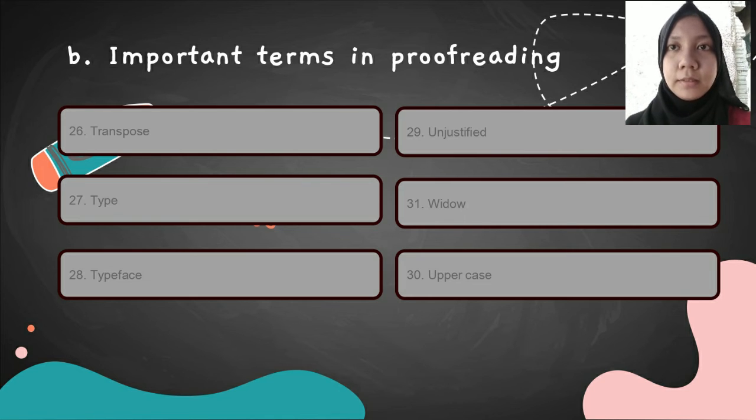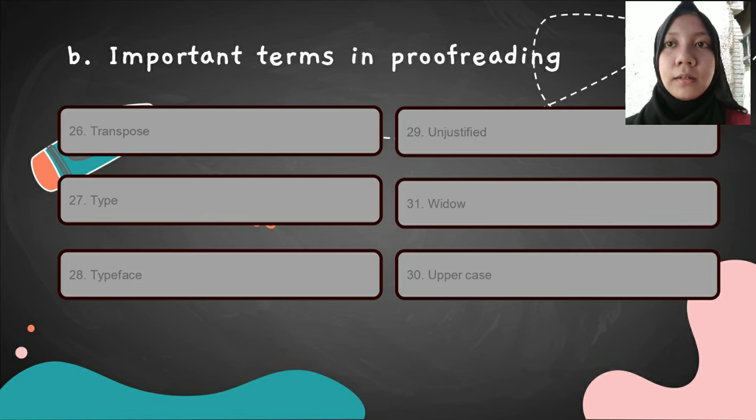Next is type. Type is used as a noun to mean a member of a category. Next is typeface. A typeface is a set of characters of the same design. Next is unjustified. As most of you know, justified type means that the margins are even on both the left and the right margin. Next is widow. Widow is the end of a paragraph and the beginning of the next page or column.